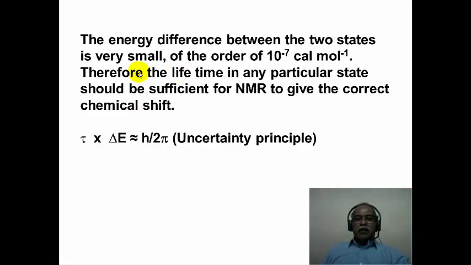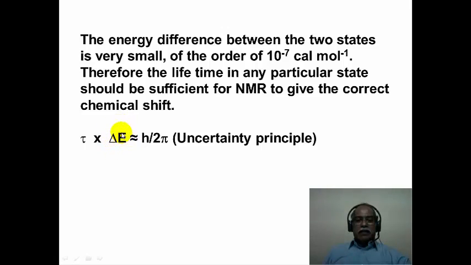Typically, the difference between the two states of residence is very small, of the order of microcalories per mole. Therefore, the lifetime in any particular state should be sufficiently long in the NMR time scale to give the correct chemical shift value. The uncertainty principle is expressed here. Now, this is the uncertainty principle expressed in terms of the residence time or the lifetime in a particular state and the difference in energy between the two states, let us say for example the axial and the equatorial states of a particular hydrogen that is being present here.